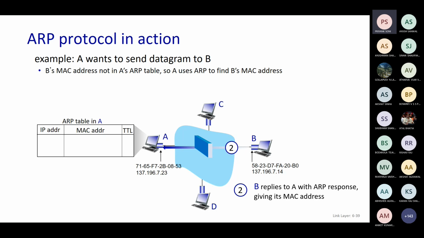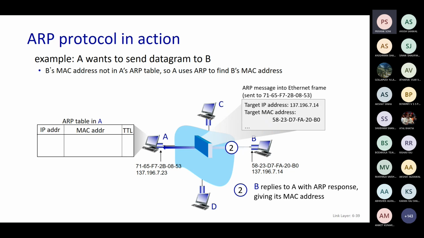All right. So this query was broadcast, but B is the one which is the intended recipient. So B, after getting this ARP query, gets to know that somebody is inquiring about its MAC address. Right. So what will B do? B will reply back to A with an ARP response giving its MAC address. Right. So what will it do? It will simply send an ARP message in the Ethernet frame. Okay, so what will the header look like for this frame?